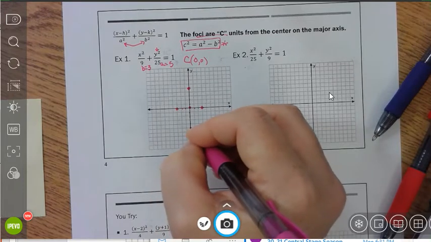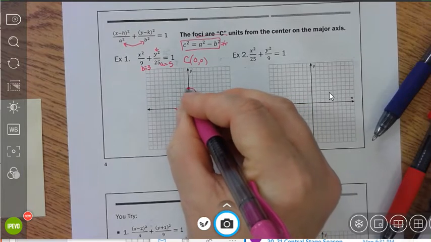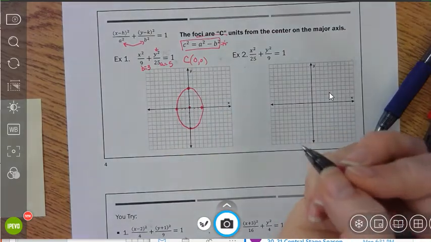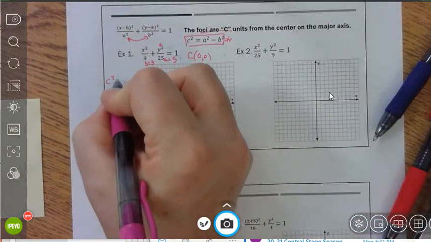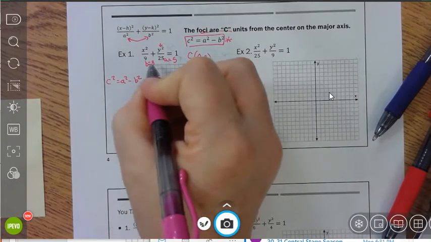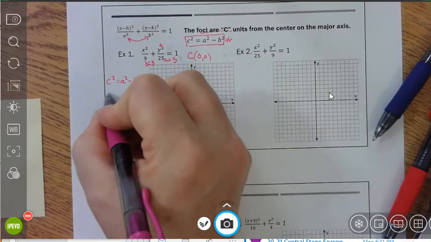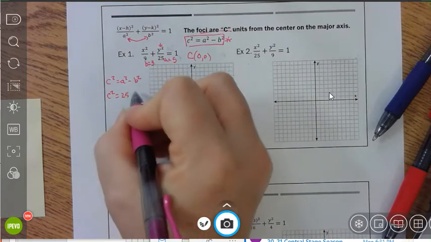We would consider this a vertical orientation because it's longer vertically than it is wide horizontally. That also means that if I want to find the foci, I use c squared equals a squared minus b squared. I have my a and b right here. When I square them, it's back to the numbers. So I have c squared, a squared was 25, b squared was 9.